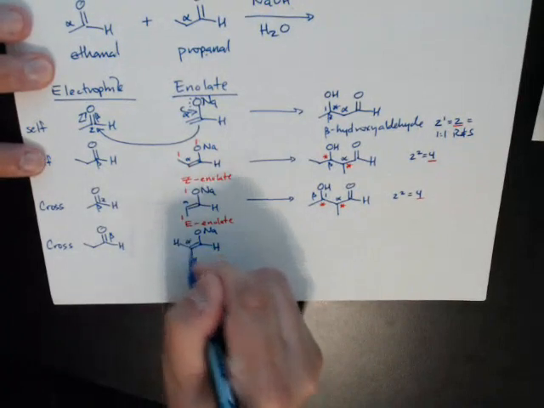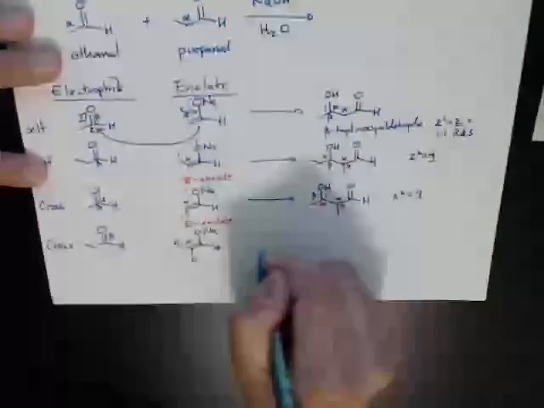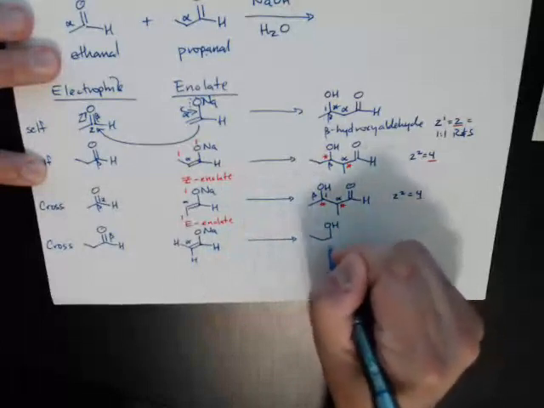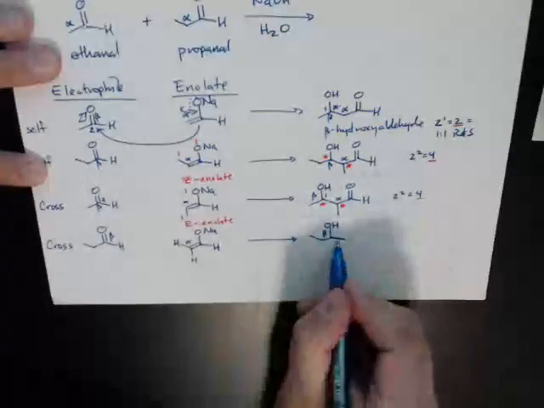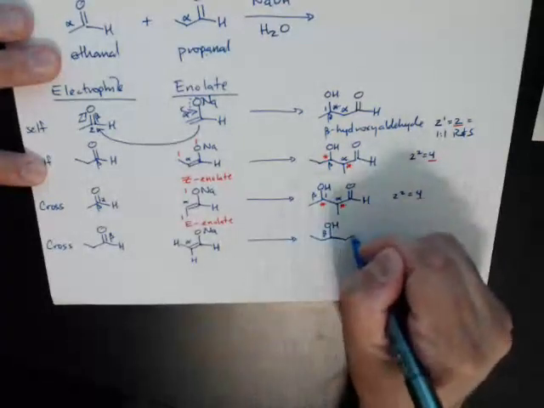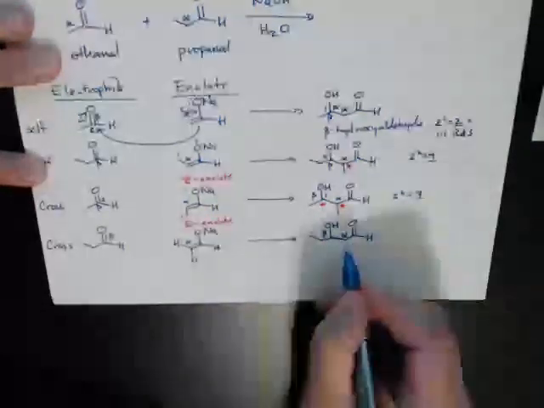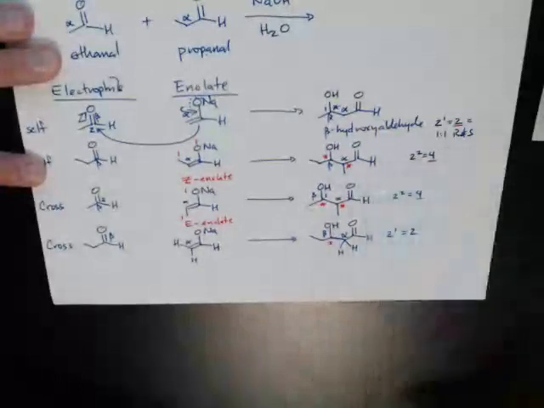So what that means is at this alpha carbon, there's no stereogenic carbon formed in the product. So here's our beta carbon. This is the bond we just formed right here. There's our alpha carbon. There's the two H's, so that's not a stereogenic carbon. Only the beta carbon is. So we have 2 to the 1 equals 2.